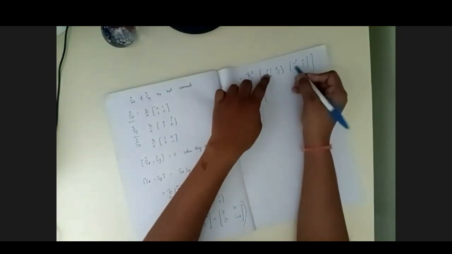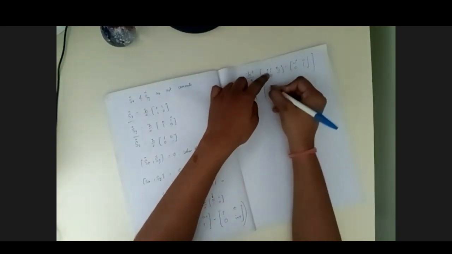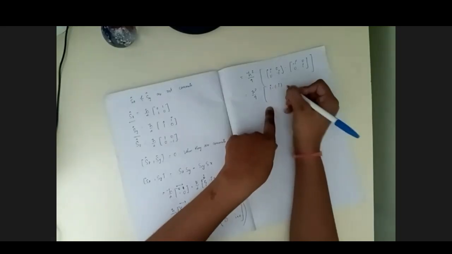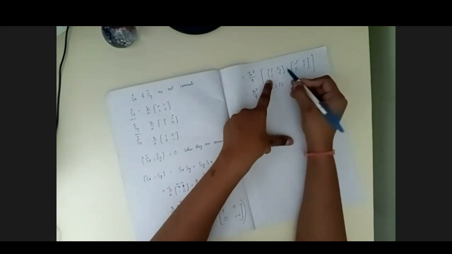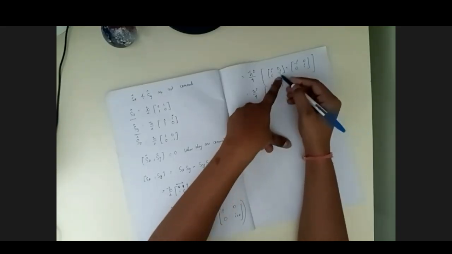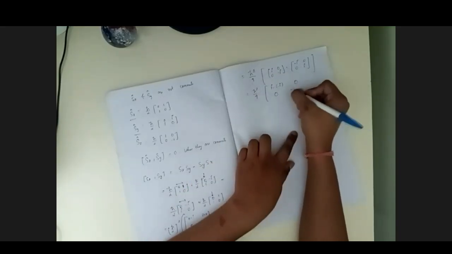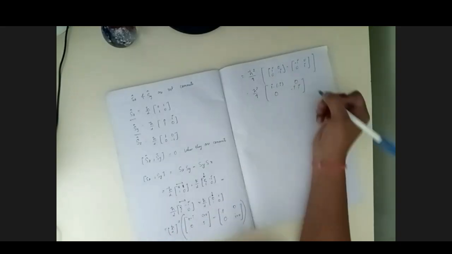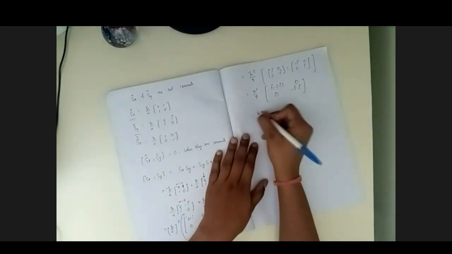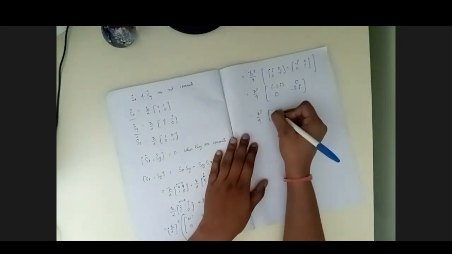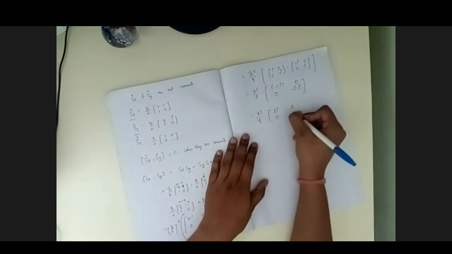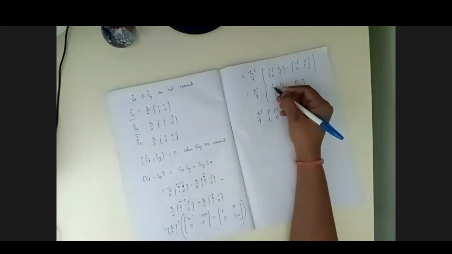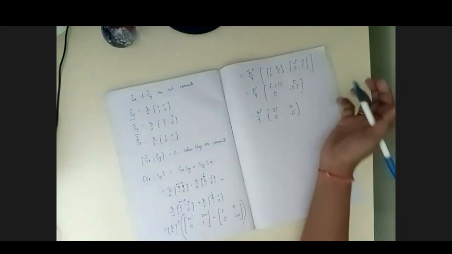So iota into minus iota, it would be minus into minus iota. Then 0 minus 0, 0. 0 minus 0, 0. Minus iota, minus iota. So it would be h cross by 4, 2 iota, 0, 0, minus 2 iota, as here minus into minus will be plus.